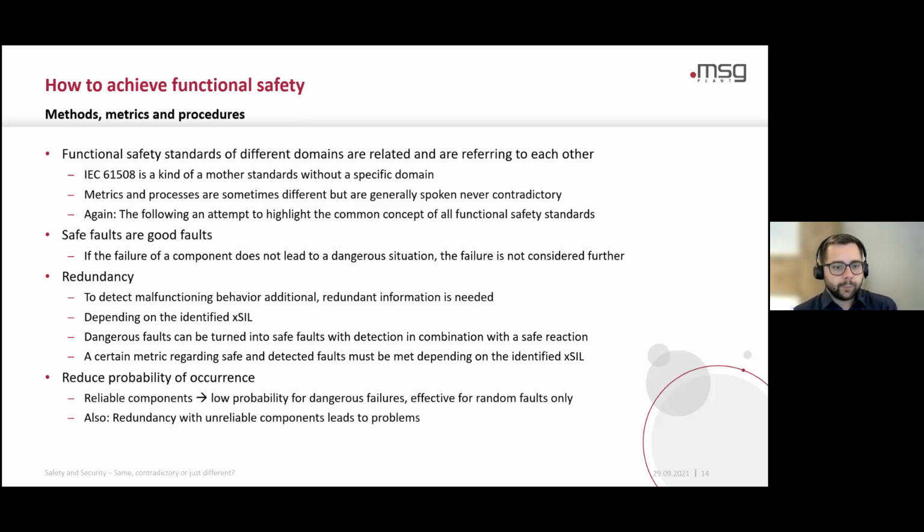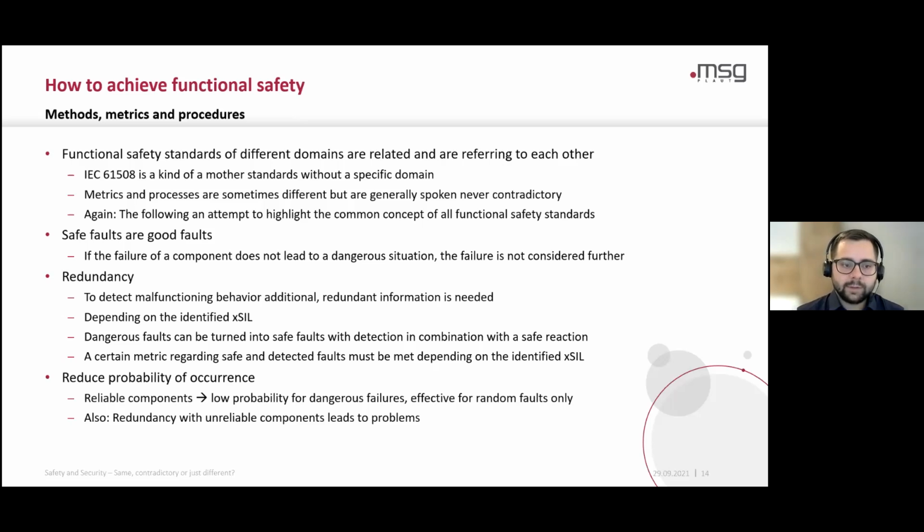To detect malfunctioning behavior, additional redundant information is needed. So when we say one sensor failed, we need to compare that sensor somehow. How shall we know that the value we get from the sensor is faulty? We need an additional sensor. So we need additional redundant information.